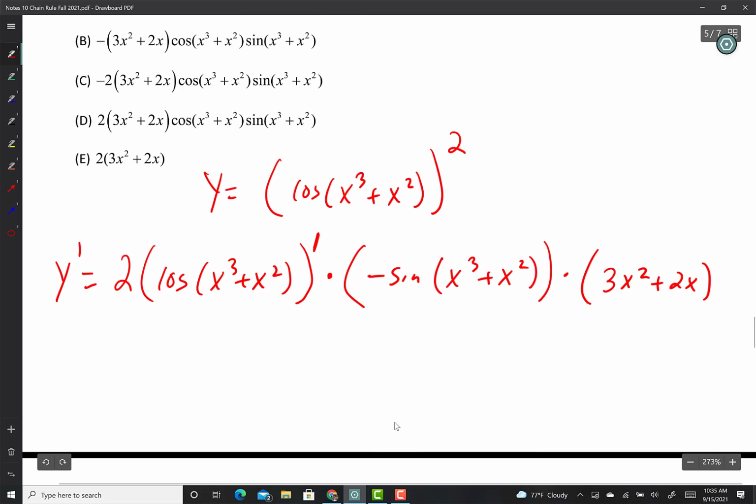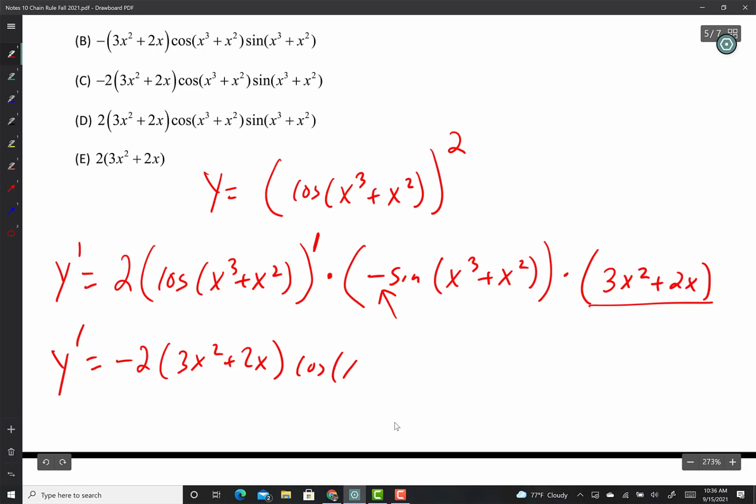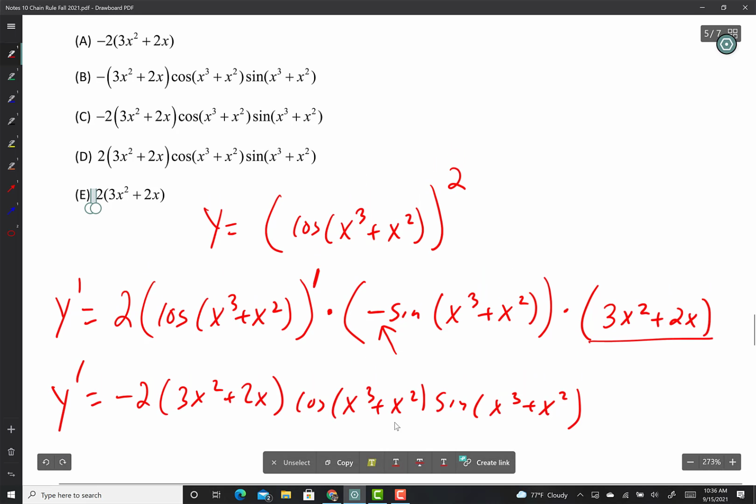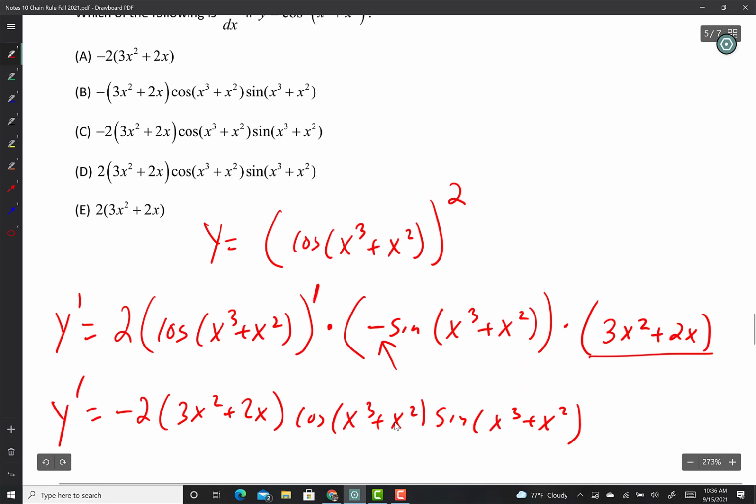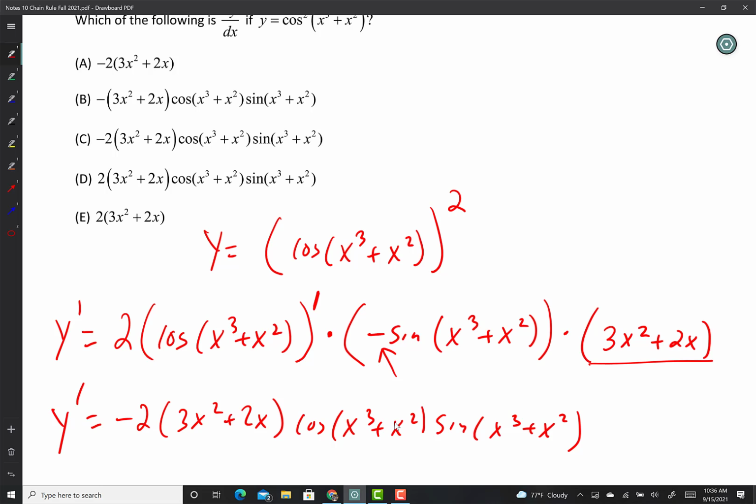Now just make it pretty. y prime equals, let's see, I see a negative right here. You probably want to put that out and I'm going to put that in the front. And then I'm just going to write cosine of x cubed plus x squared. If it had a power, I would put it immediately after the s. Sine of x cubed plus x squared. And there's actually a double angle rule that we could use, but they didn't put that answer choice in there. Good thing they didn't, because that would be evil. And we look for that answer. Where is it at? Yeah.